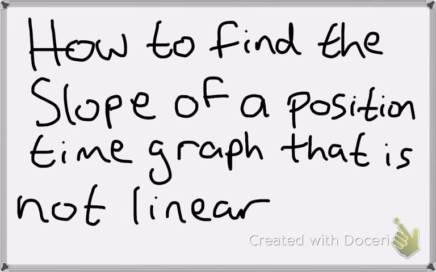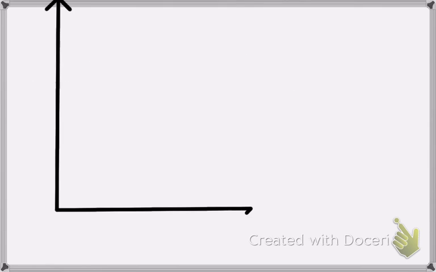So, exactly what this title says, we are going to learn how to find the slope of a position time graph that is not linear. Because what you guys have seen in the new unit is that position time graphs that are not linear are going to be a little bit difficult to find the slope of. So we're going to have to learn a new trick graphically so that we can figure that out. So, let's go ahead and get started.